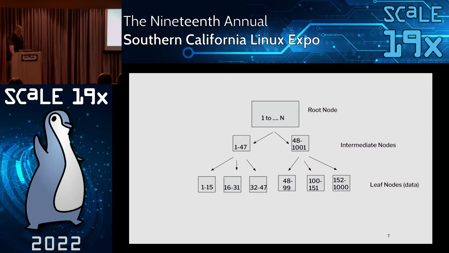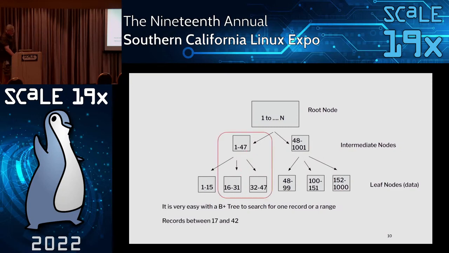As you can see, the second level, we have 1 to 47, 48 to 1001. On the intermediate nodes, the root node is everything. Intermediate nodes, everything's been split in two. And below that, things have been divvied up again. So this is called a B plus tree. And it's very easy to search for one record or a range. So if you want to find record 22, you have that nice little red path there. If you're looking for a range, records between number 17 and 42, it can very easily go out and grab those. It doesn't have to read the stuff in the 1 to 15 or the 48 to 1000.